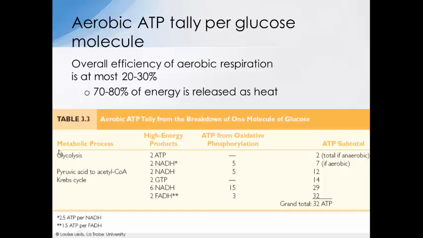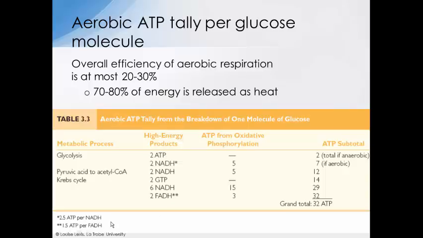What's shown here in this table is, along with the tally of 32 ATP, where the ATP come from. So if we start with glycolysis, and remember this is not anaerobic glycolysis, it's glycolysis as the first stage in the aerobic breakdown of glucose, you still gain that 2 ATP for the cell that's produced in glycolysis, but you also have the production of 2 NADH.